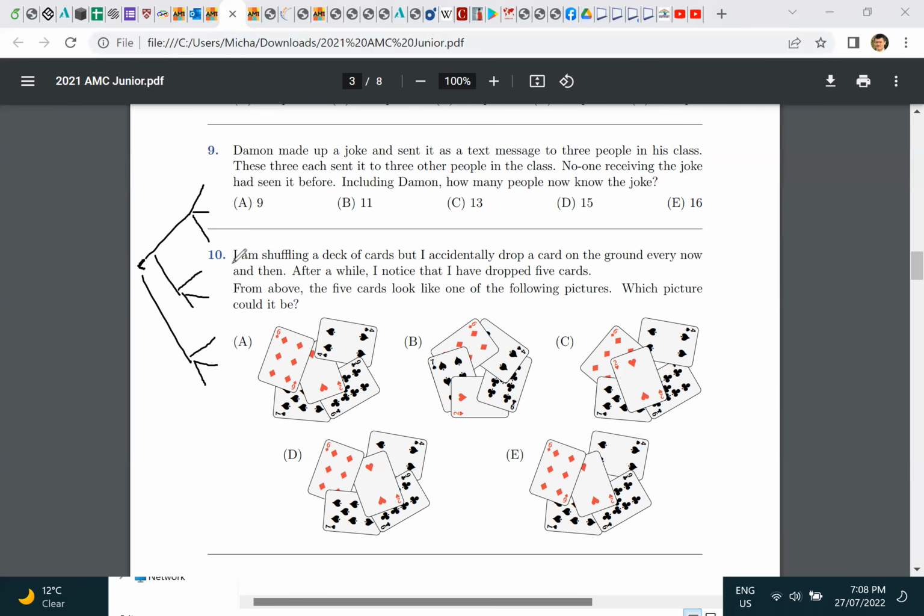So Damon sent a joke, went to 3 people, and those 3 made it to 9 people, right? Yeah. So 1 plus 3 plus 9.